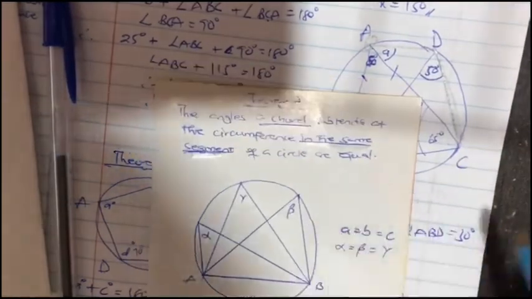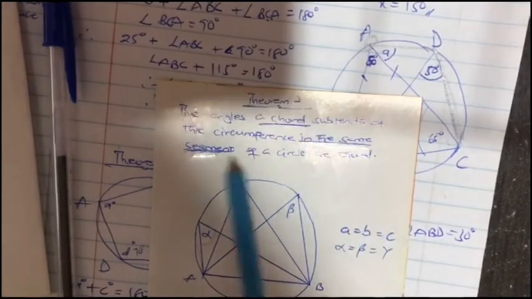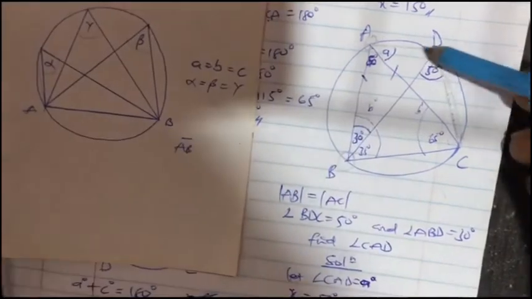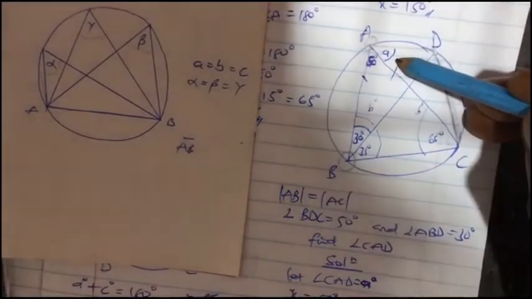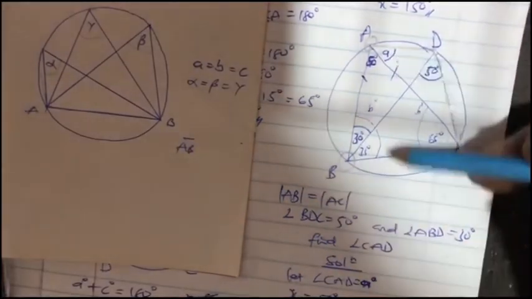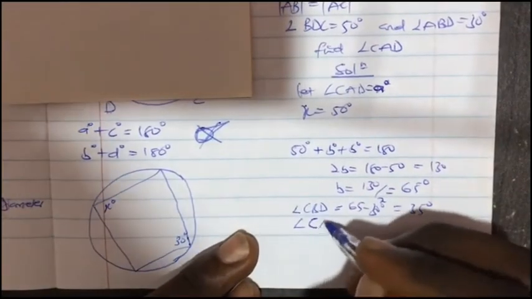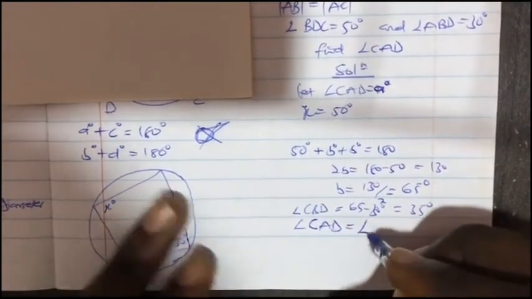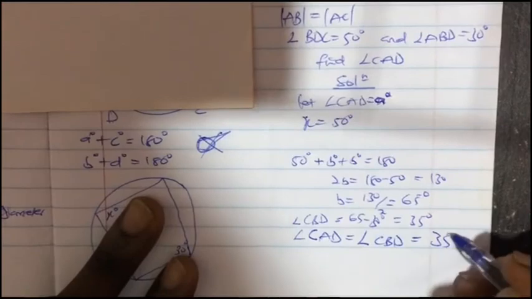You've seen from the second theorem that the angles a chord subtends at the circumference in the same segment of a circle are equal. So they are in this same segment. This is a minor segment, this is a major segment. So therefore, you can say that A is equal to 35. So angle CAD is equal to angle CBD, and that is equal to 35 degrees.